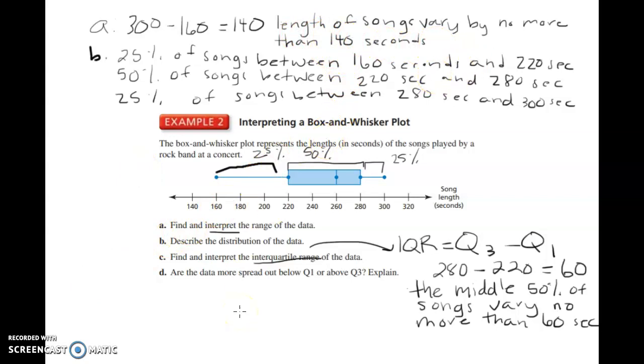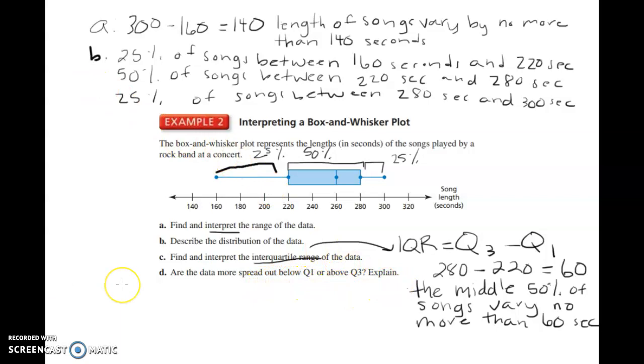So this one here, the middle 50% of songs vary no more than 60 seconds. So basically, when you're dealing with a range, you are making comparisons about the high minus the low. And so you're thinking about, is the range, or the high minus low, between any two songs going to be more or less than some number? Okay, D, are the data more spread out below Q1 or above Q3?